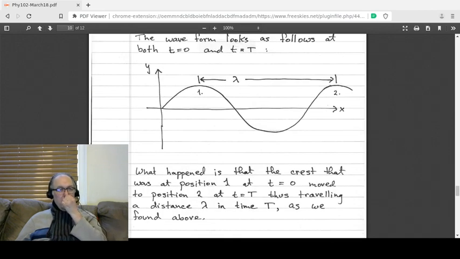I forgot I had this slide in there, but this is basically an explanation of what I just said. You can take a look at that equation there. You see that I have a crest at position 1 and a crest at position 2. The distance between points 1 and 2 is lambda. And the question is, how long does it take the crest at position 1 to propagate to position 2? And the answer is time capital T. And so again, lambda divided by capital T is equal to v.